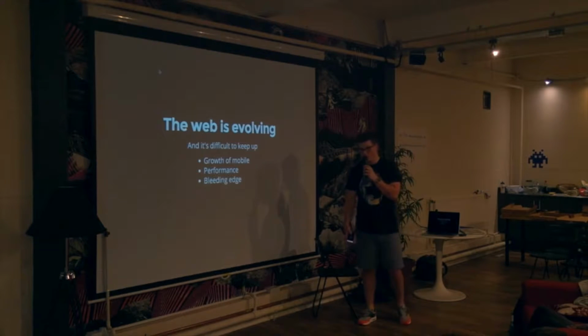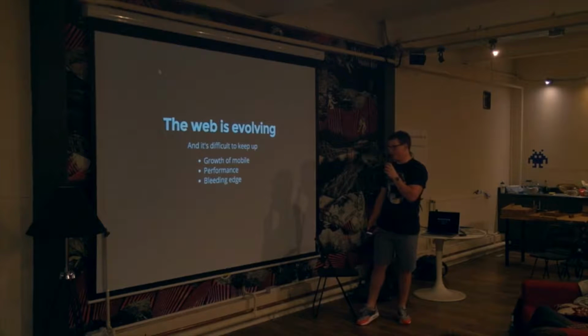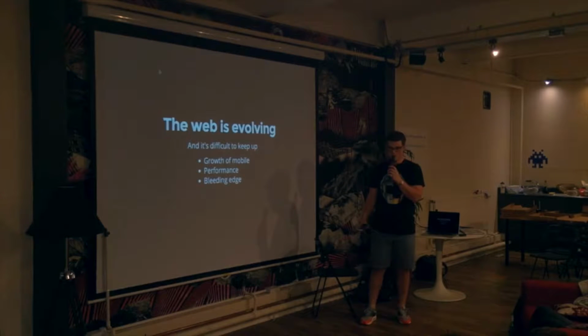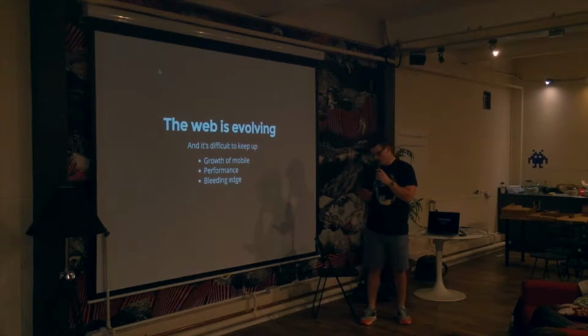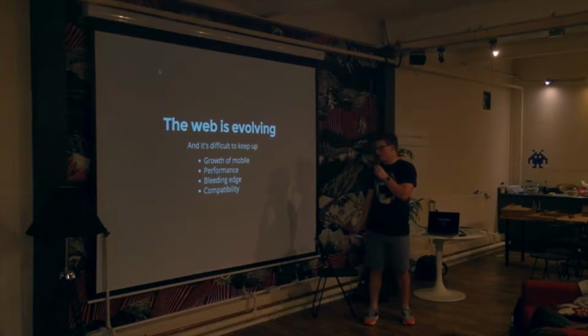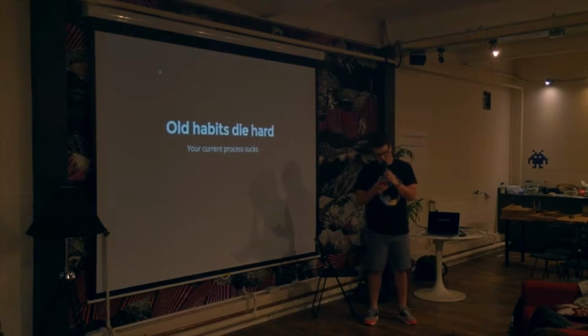We all like to be on the bleeding edge with the latest CSS properties and what have you. The automation can help us with that, which we'll come to later. Compatibility as well for all the browsers. Whilst we like to be on the bleeding edge, we also have to remain wary of all the browsers, such as IE.